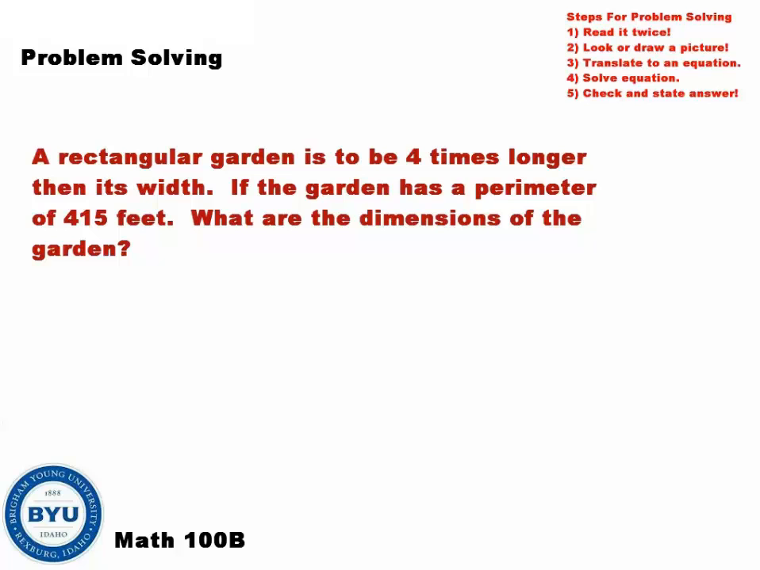Okay, so now it's your turn to try one of these rectangular perimeter problems. Here the problem says a rectangular garden is to be 4 times longer than its width. If the garden has a perimeter of 415 feet, what are the dimensions of the garden? Go ahead and pause your video, give this a shot, make sure to draw a picture. It really helps to draw a picture. And press the play button when you're ready to resume to see how you did.